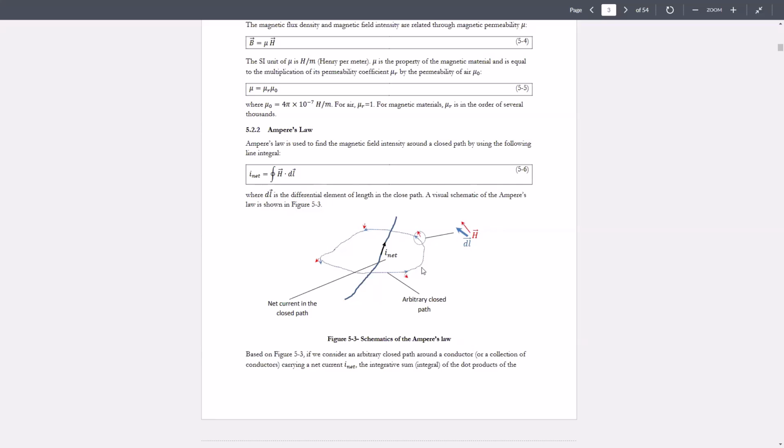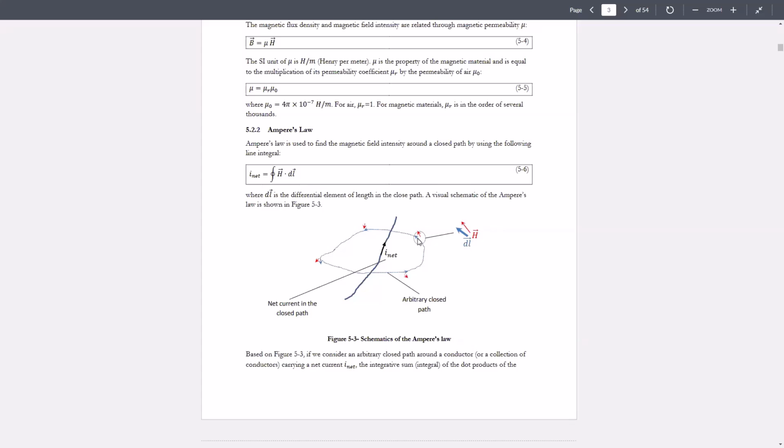So at this point, I'm showing those magnetic field intensities by these red vectors at each point on this path. For example, at this point, this is my magnetic field in this direction. At this point, it could be in this direction, at this point, in this direction, and so on. We just don't know because this is an arbitrary closed path. But we do know that there is a certain magnetic field intensity.